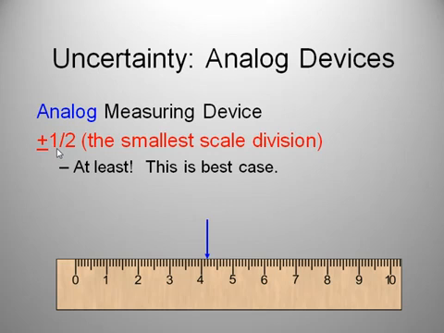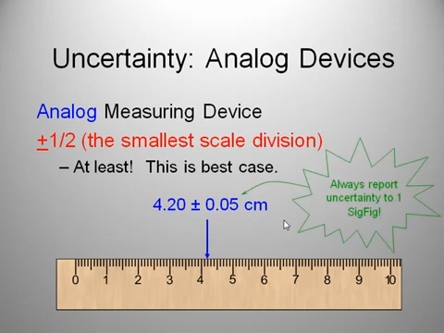Well, according to this rule, we're going to take 1/2 the smallest scale division. So the smallest scale here, if this is 1 centimeter from 4 to 5, it's broken up into 10 divisions. So the smallest scale division here is 1/10 of a centimeter. And we're going to take 1/2 that. So 1/2 of 1/10, or 1/2 of 0.1, is plus or minus 0.05. So we would report this result to be 4.2 plus or minus 0.05 centimeters. All right? And we're going to always report our uncertainty to one significant figure in IB land.